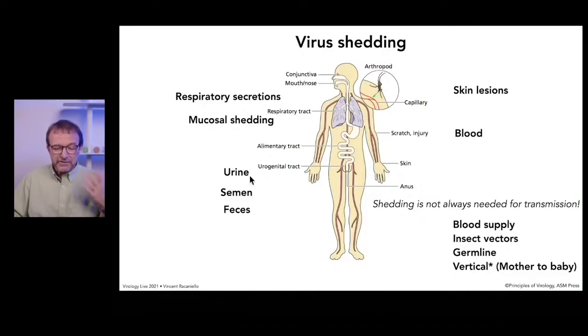It can infect someone else. You can shed virus in urine, semen, and feces. Virus can be in skin lesions. That's all shedding because the virus is effectively leaving you as part of the infection, and it intercepts someone else. Now, blood doesn't necessarily have to involve shedding, right?